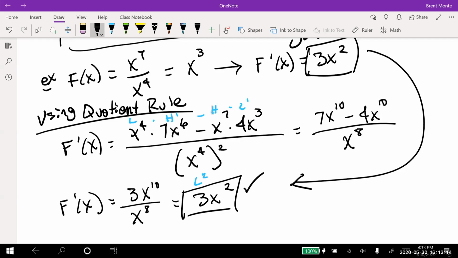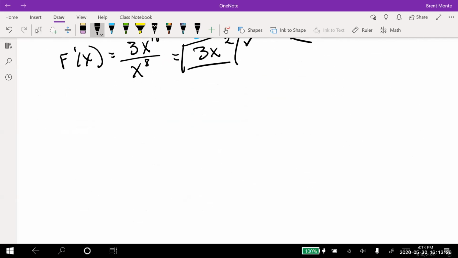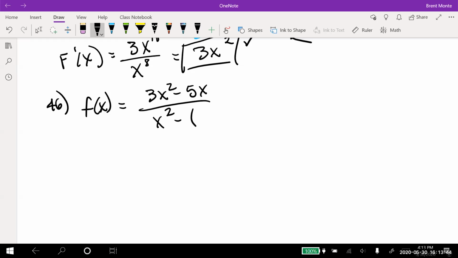But let's see. So that one we had just made up from the problem previously. I'm going to jump into problem 46. They give us little f of x is equal to, the numerator is 3x squared minus 5x. The denominator is x squared minus 1. Now notice this is a problem I can't simplify.